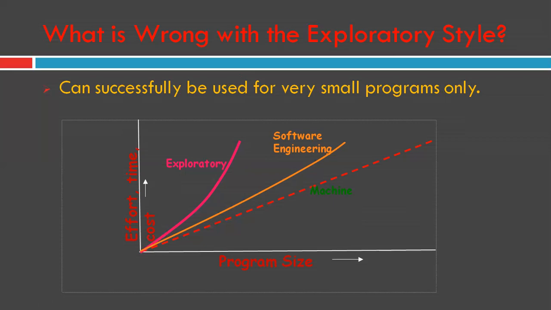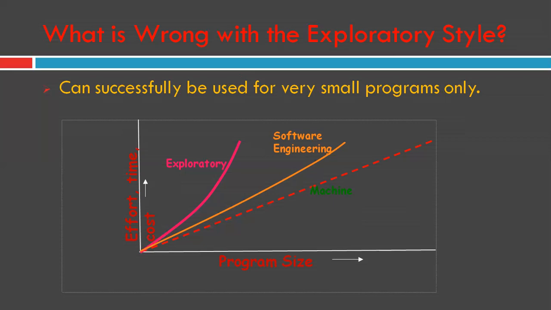Here, as the program size increases, the required effort and time increase almost exponentially. For large problems, it would take too long and cost too much to be practically meaningful to develop programs under the exploratory style of development. So the exploratory development approach is said to break down after the size of the program to be developed increases beyond a certain value.